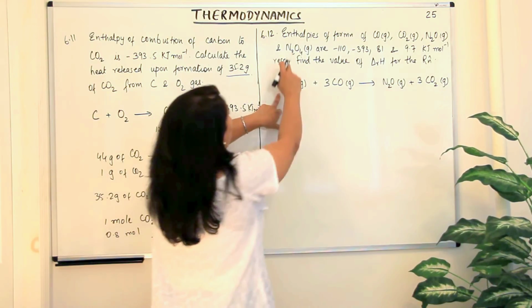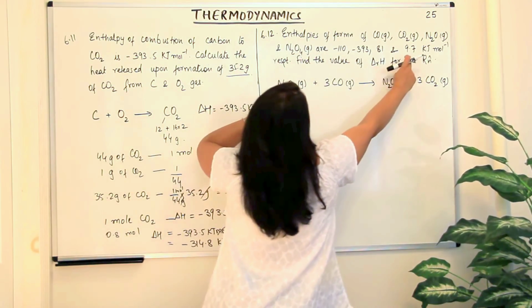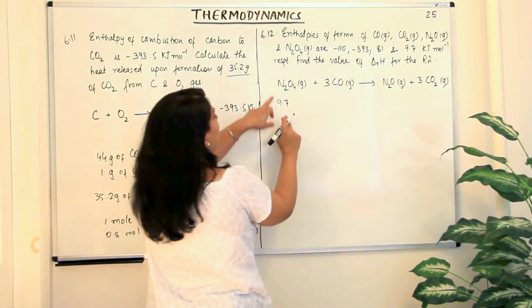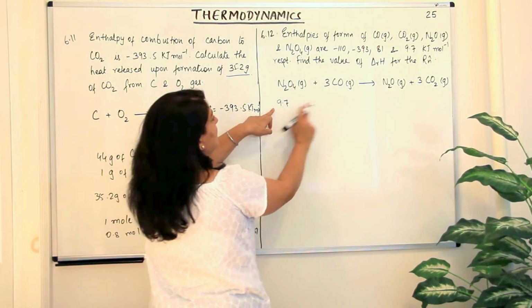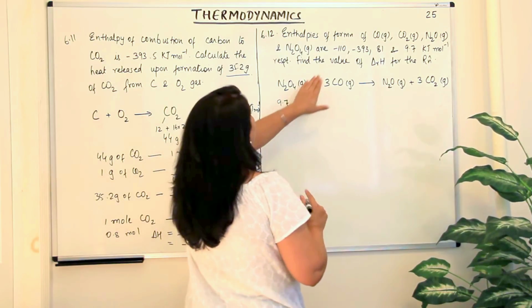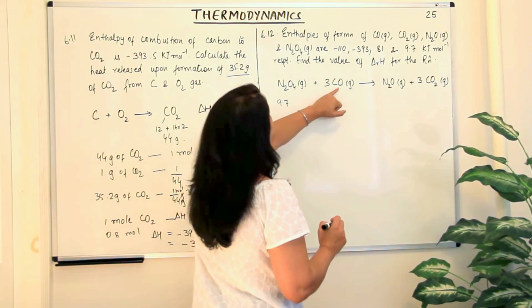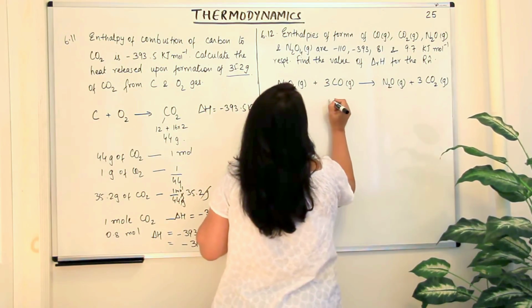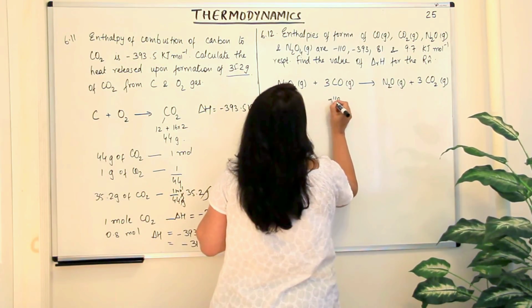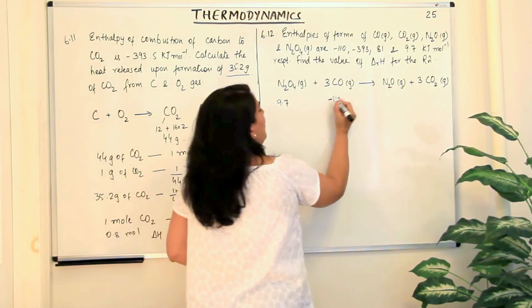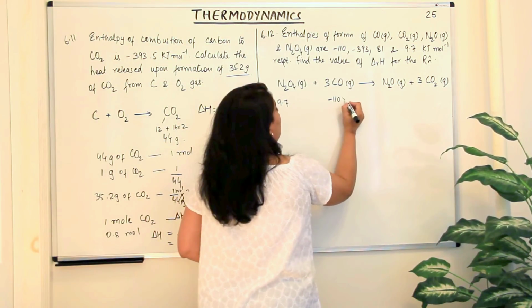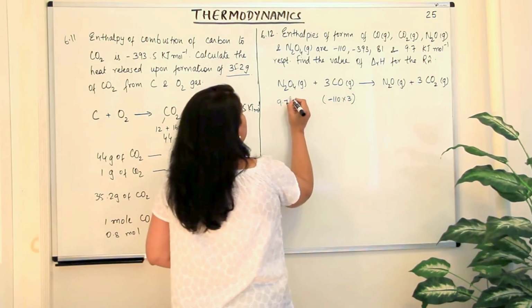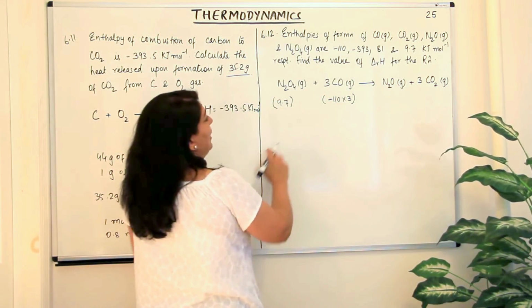N2O4, what is the enthalpy? N2O4 is 9.7, right? And how many moles do we have? We have only 1 mole. I'm not writing the units here. It's all kilojoules per mole. So, carbon monoxide is the first one. It is minus 110. But how many moles of carbon monoxide do we have? We have 3. So, it will be into 3. Right? This is the total enthalpy of formation for N2O4.